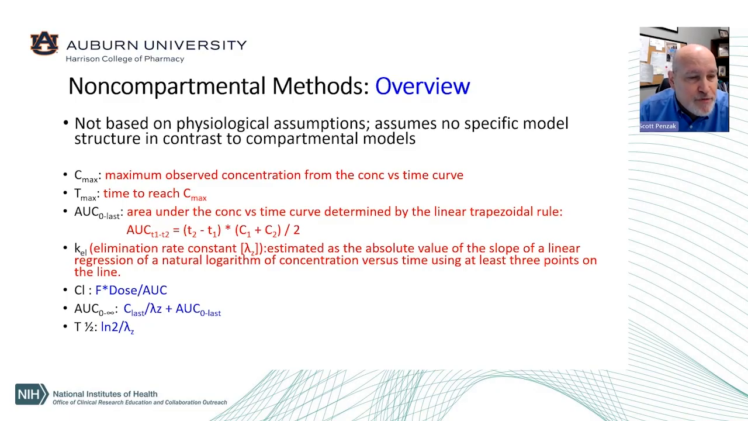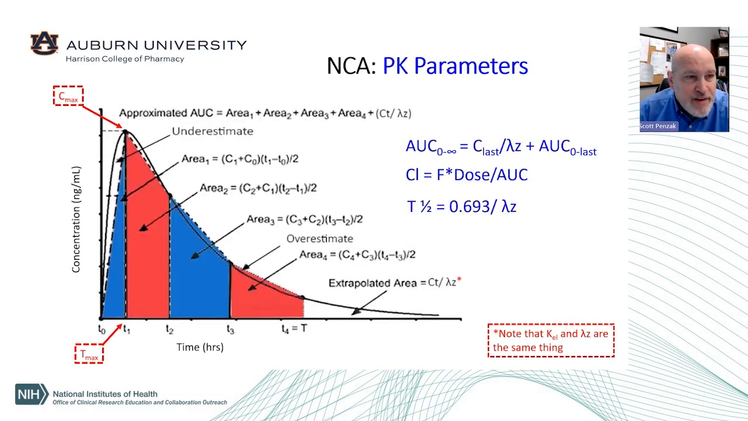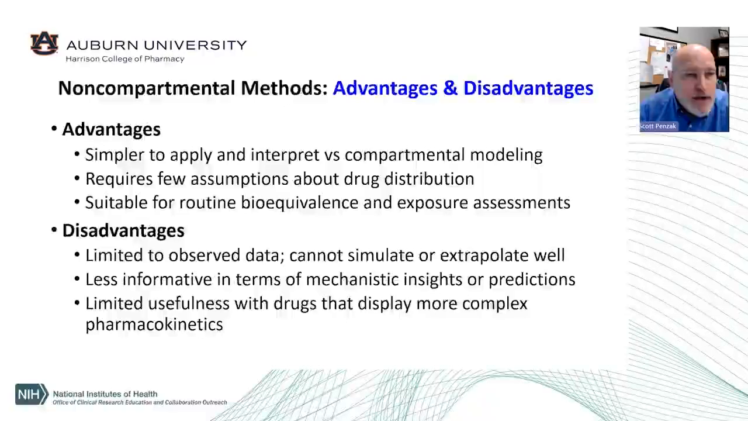So clearance, I'm sure you're familiar, is F, or bioavailability, times the dose divided by the area under the curve. I already explained what AUC 0 to infinity is. And of course, the half-life is the natural log of 2, which is 0.693, divided by K. So there's your non-compartmental analysis. So very straightforward. And one of the key things, as we'll talk about, is this doesn't really allow you to make inferences as to what's going on in the body, whereas compartmental or multi-compartmental analysis really allows you to make inferences about what's going on in different compartments and the distributional properties of a particular drug.